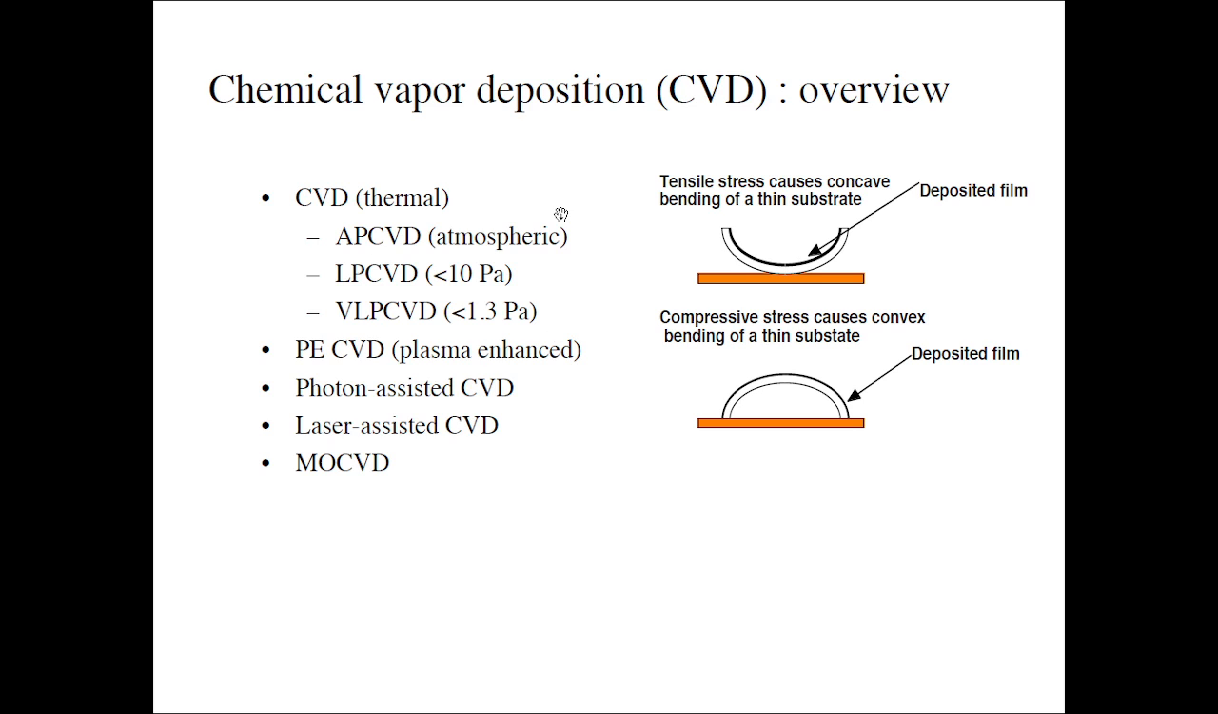Okay, so here you can see that there are different types of CVD. Thermal based CVD includes APCVD, LPCVD, and VLPCVD. There is also photon assisted CVD, laser assisted CVD, and MOCVD. The deposited films depend upon the stress that you are applying to the substrate.